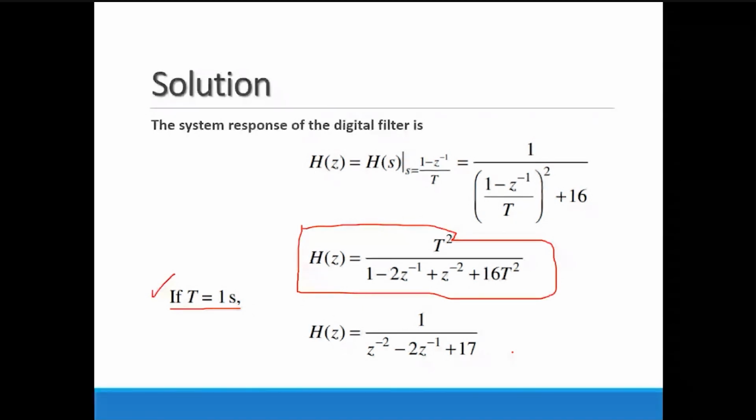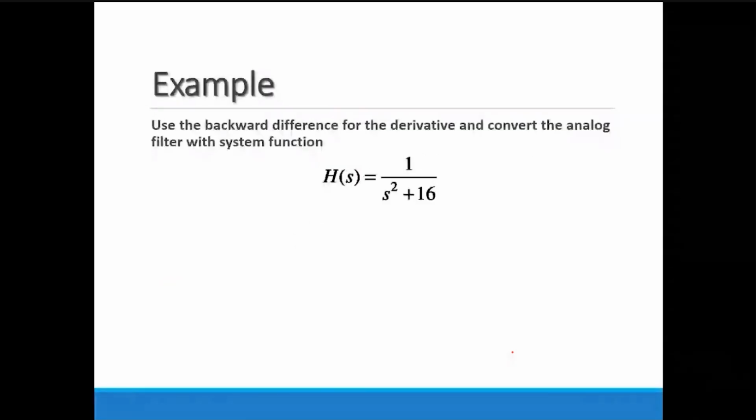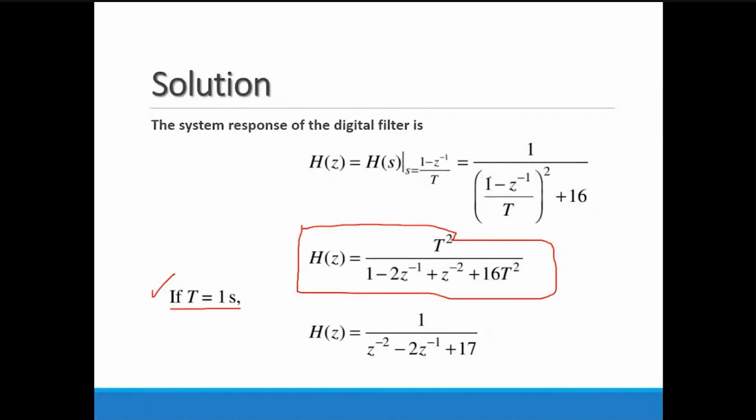Okay, all of you clear up to this? This is nothing but we are using the approximate derivative method for the conversion of analog filter into digital filter. Okay, please let me know, am I audible to all properly?